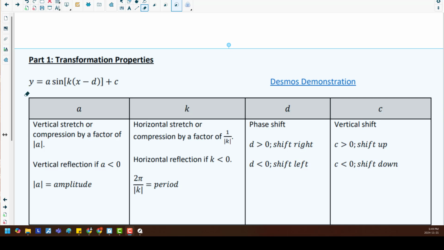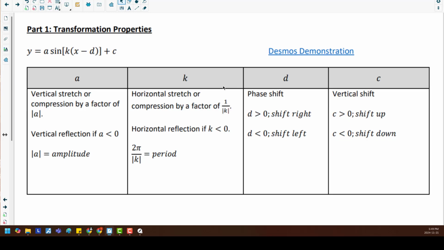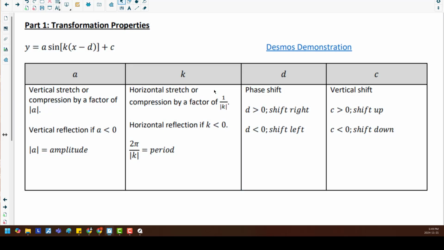We are doing Unit 4, Lesson 4. This is transformations of trig functions. So this is like grade 11, essentially. Many of the same concepts. Your a value is your amplitude. Your period is equal to 2 pi over k.